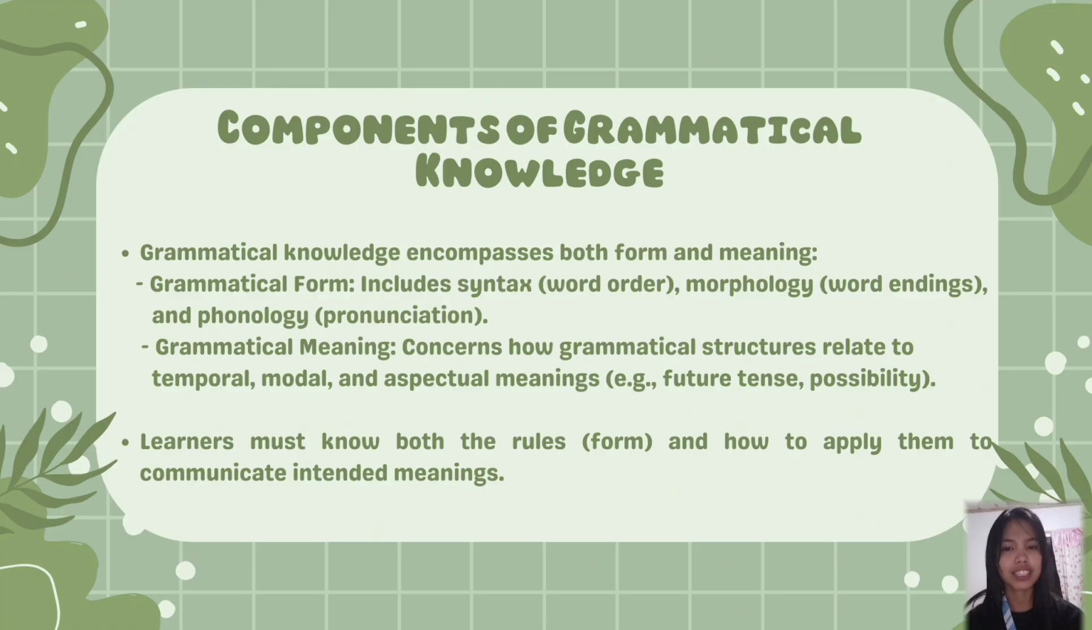Components of grammatical knowledge. Grammatical knowledge encompasses both form and meaning. Grammatical form includes syntax, word order, morphology, word endings, and phonology, pronunciation. Grammatical meaning concerns how grammatical structures relate to temporal, modal, and aspectual meanings, for example, future tense and possibility. Like using "will" for the future or "could" for politeness or possibility.